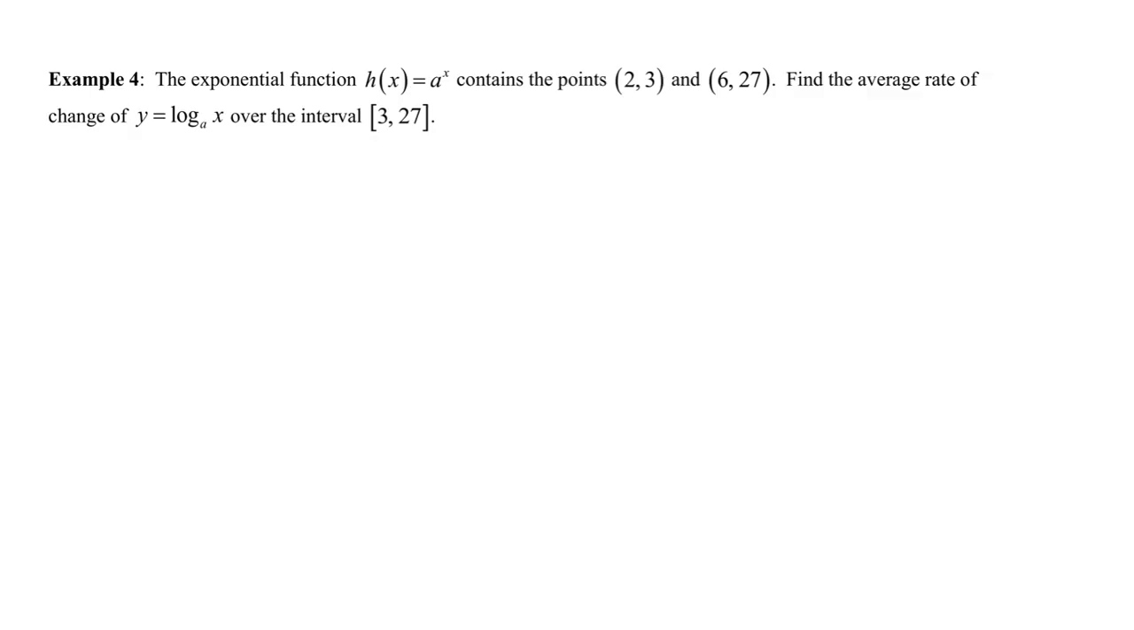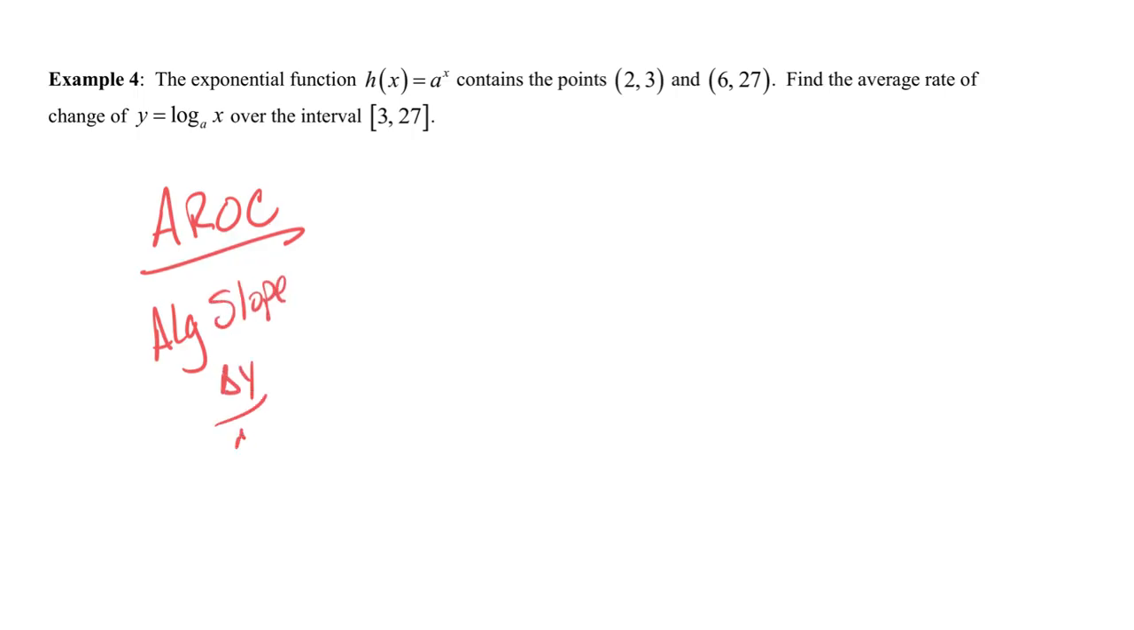All right, last example. So we have some exponential function. They didn't really give us a lot here. They said h of x is equal to a to the x. But we do know that it contains the points 2, 3 and 6, 27. We want to find the average rate of change. We haven't seen that in a couple days, so let's write that down. Average rate of change. What is that again? That is our algebra slope, right? Just our change in y over change in x, meaning y2 minus y1 over x2 minus x1. All these things that we've learned in the past, right?